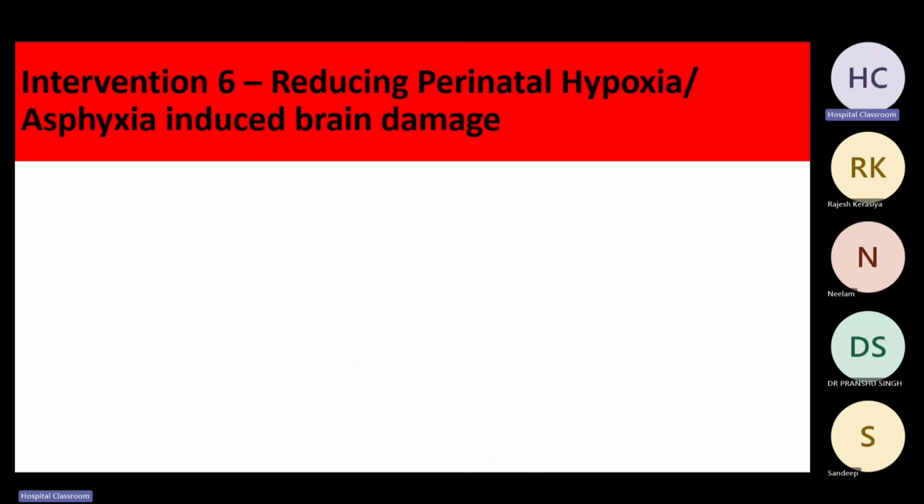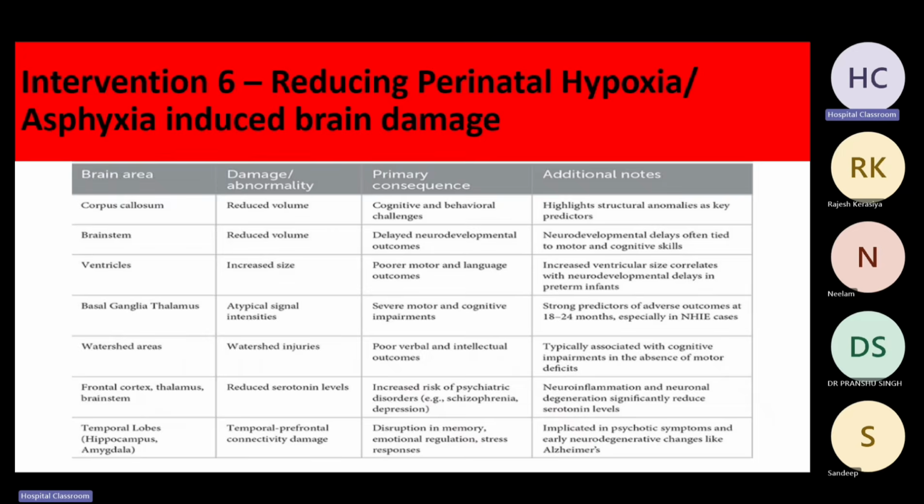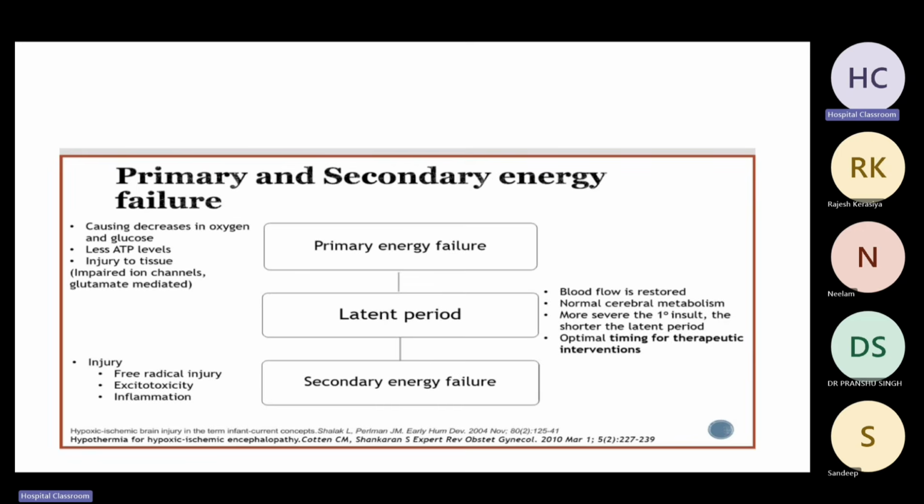Coming to the sixth intervention, that is reducing perinatal hypoxia or asphyxia induced brain damage. So I mean, we see a lot of cases of birth asphyxia day in, day out. Based on the area of brain which is involved in birth asphyxia, there may be different outcomes. I'm not going into the details of this slide for the want of time, but all of us know that birth asphyxia is associated with poor neurodevelopmental outcome. So what can we do about it?